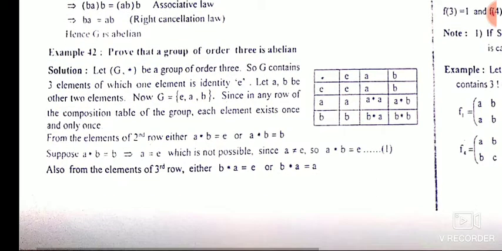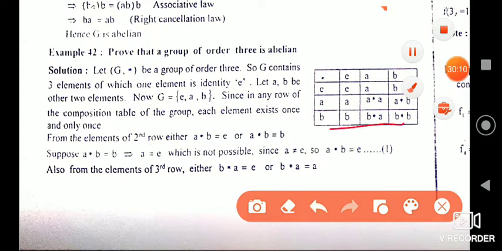So A star A is not equal to E. So A star B is equal to E is the only possibility. Then from the third row, we got one thing, A star B is equal to E, which we have taken as 1. Now the next one from the third row. This is the third row. We already got B, so these two cannot be equal to B, so we'll just bother about this one.